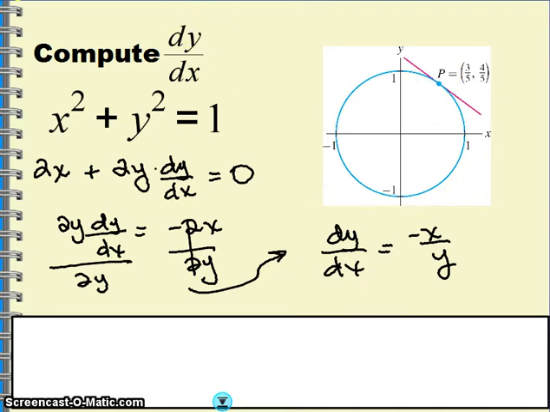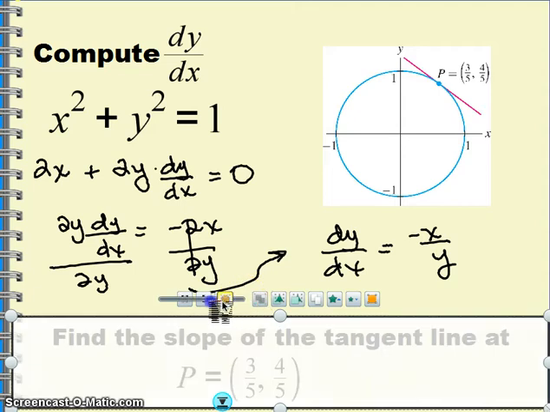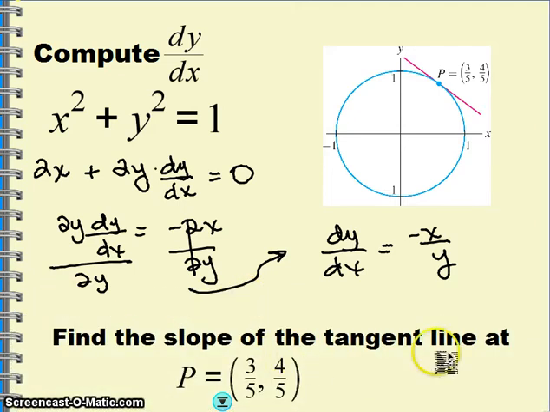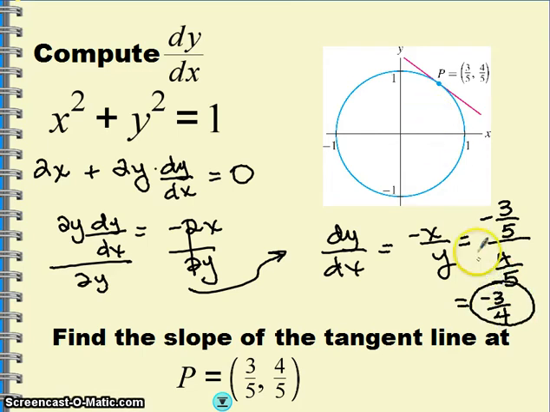Now what could be hiding behind here? Oh, find the slope of the tangent line at that point. Well, how would we do that? Well, we have the slope of the tangent line right there. So now let's just plug in. 3/5 is the x. So we have negative 3/5. And here is the y, which is 4/5. And then when we solve that, you'll see they become reciprocals. We get negative 3/4. So that is the slope of the tangent line at that point, 3/5, 4/5.